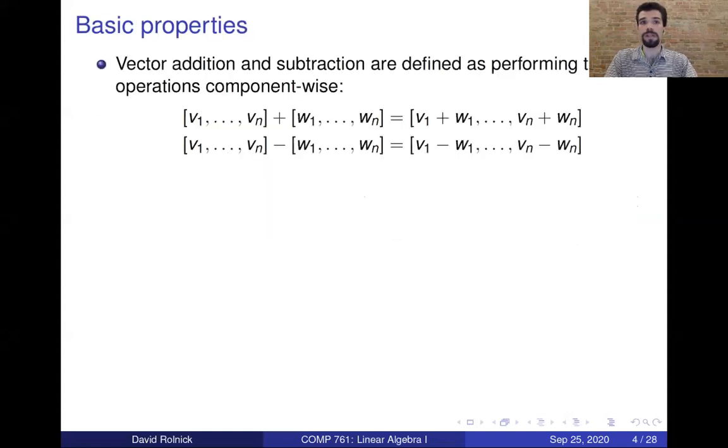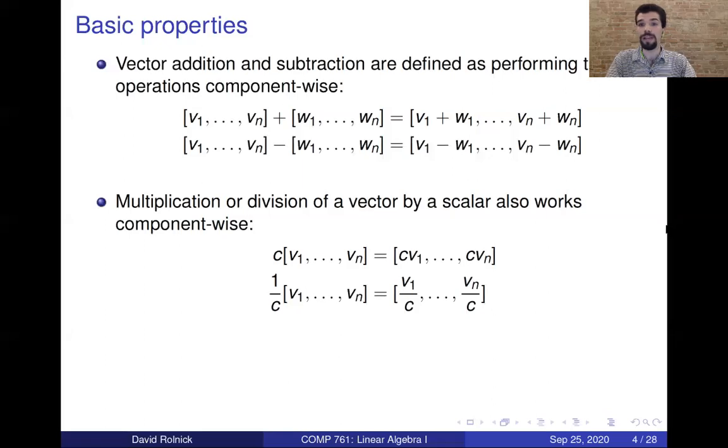So some basic properties. Vector addition and subtraction are defined just by performing those operations component-wise, sort of in the way that you would imagine. If you're adding two vectors, you just add the first component, add the second component, and so on all the way to the last component. Likewise, if you're subtracting two vectors.